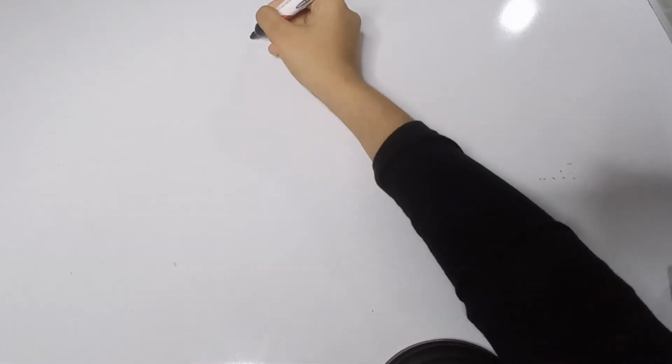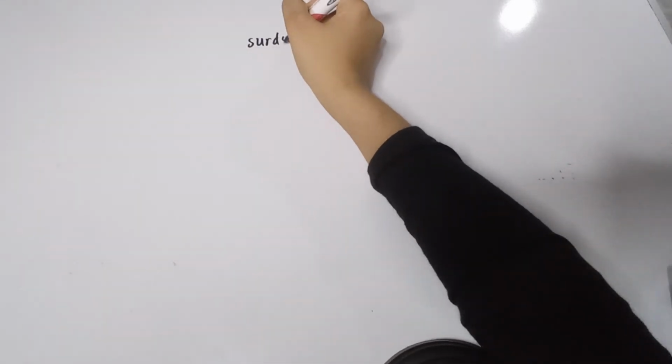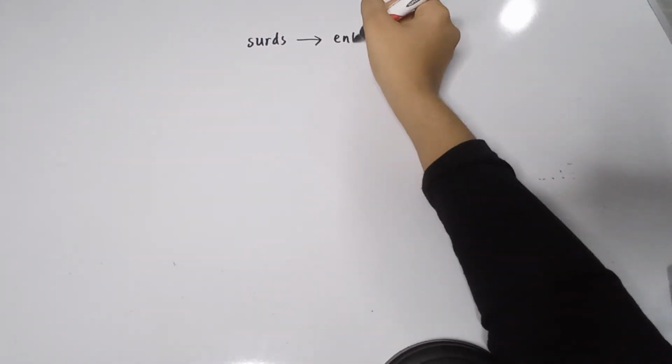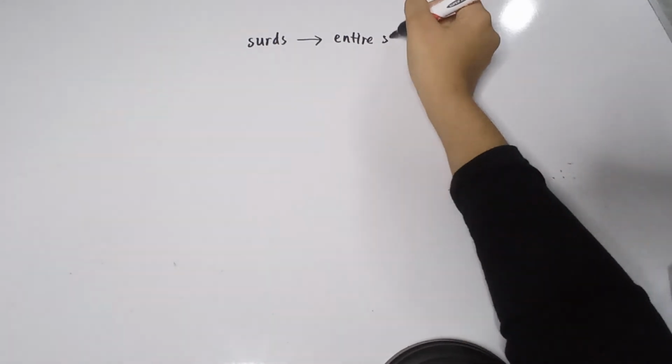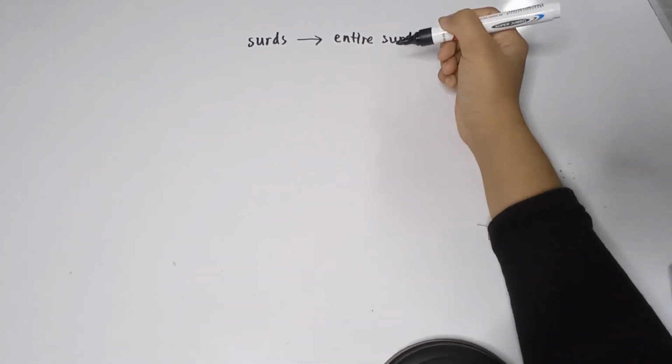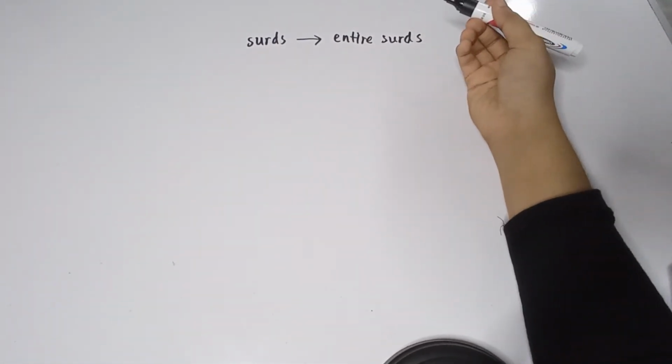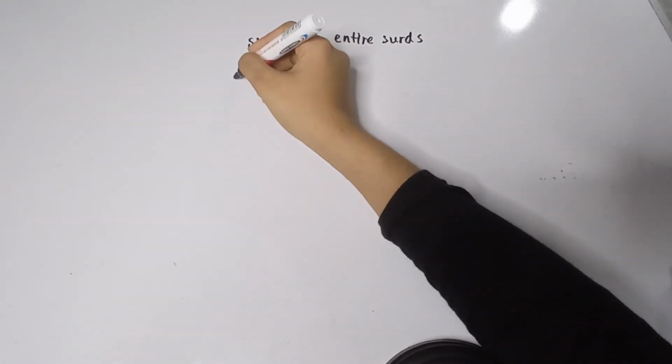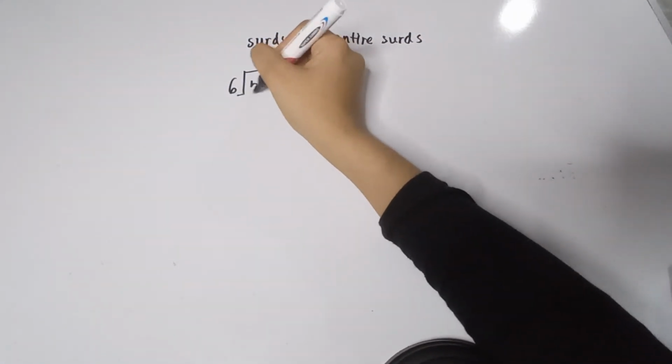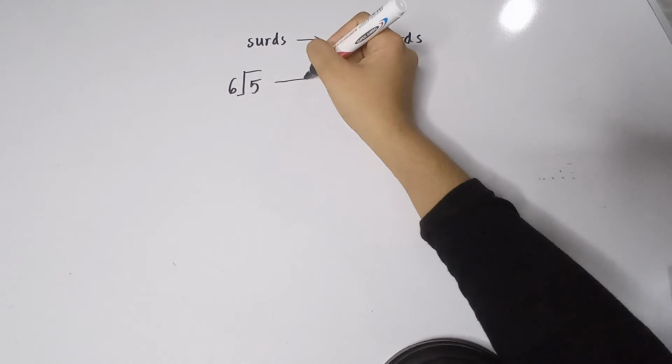So if you remember, I taught you how to convert entire surds into surds. So I'll just tell you how to convert surds into entire surds also. That's all. That one is also a part of the lesson. So if I take a surd, let me think of a surd like 6 root 5. I'm going to convert this into an entire surd.